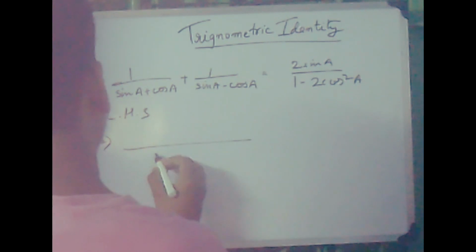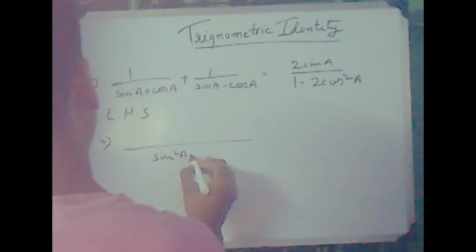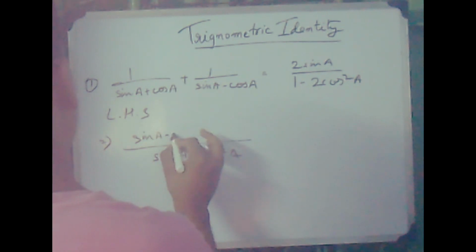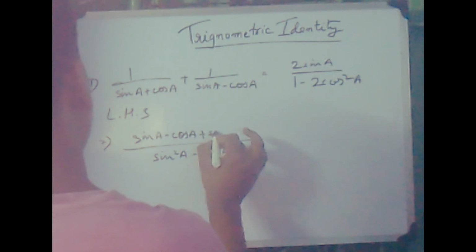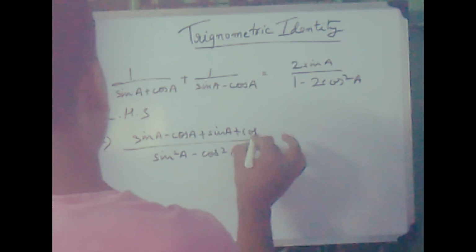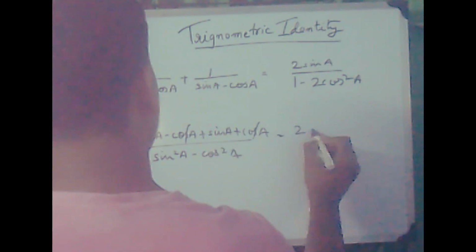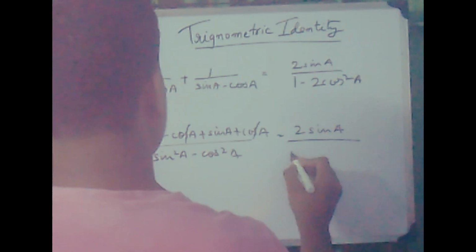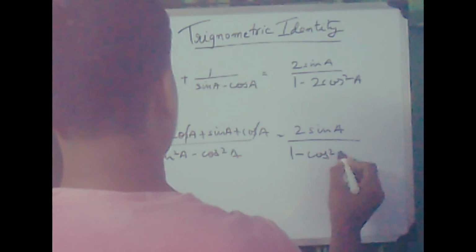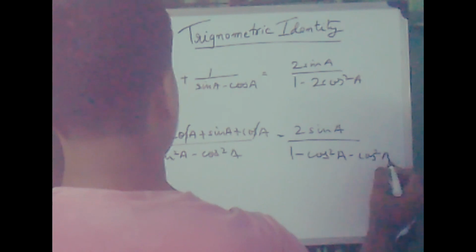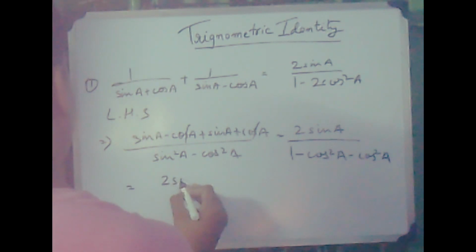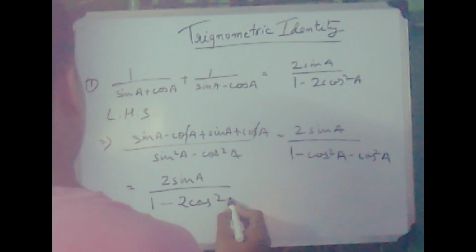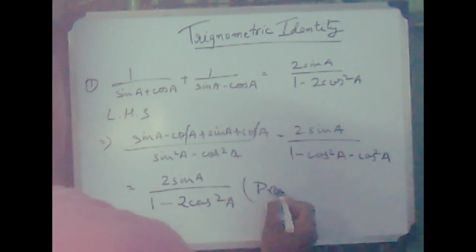In this type of numericals, we have to solve the LHS first and then the RHS. Depending on the question, we have to choose the LHS. In this question, we are beginning with LHS. So in LHS, we are setting the tone by adding up the two equations and cancelling out the cos A, which results in 2 sin A divided by sin square A minus cos square A, which we can write as 1 minus cos square A minus cos square A, which again gives the desired result, which is 2 sin A divided by 1 minus 2 cos square A.